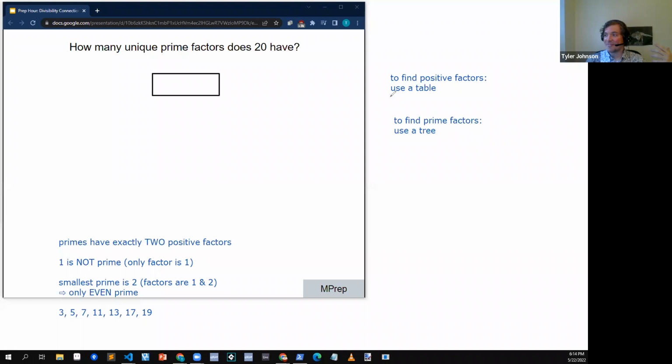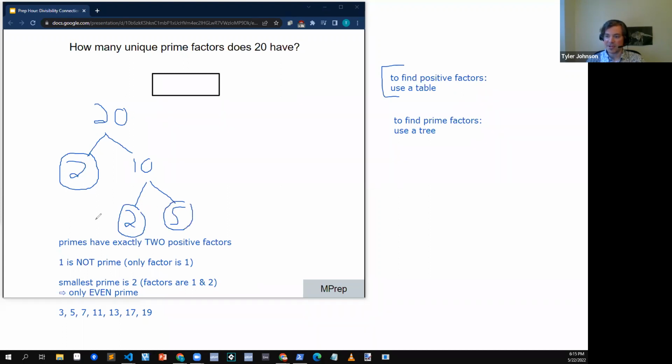In the previous problem, we saw how to count positive factors using a table. To find prime factors, what I want to do is build a tree. So I'm going to start with 20, and I can split 20 into any 2 factors. I don't want to use 1 and itself because I'm specifically hunting primes now. So I'm going to do 2 and 10. Anytime I get a prime number, like 2, I put a circle on it. That indicates that branch of the tree is done. And I'm going to keep going. I can split 10 into 2 and 5. And at that point, every branch of this tree has a circle on it.